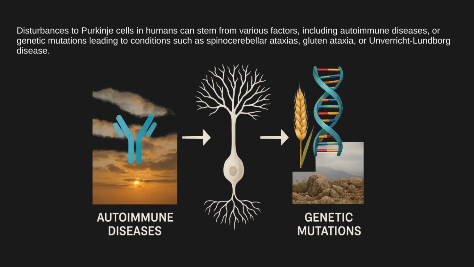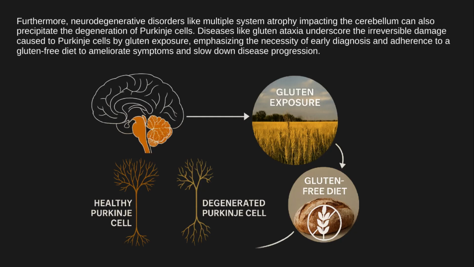Disturbances to Purkinje cells in humans can stem from various factors, including autoimmune diseases or genetic mutations leading to conditions such as spinocerebellar ataxias, gluten ataxia, or Unverricht-Lundborg disease. Furthermore, neurodegenerative disorders like multiple system atrophy impacting the cerebellum can also precipitate the degeneration of Purkinje cells. Diseases like gluten ataxia underscore the irreversible damage caused to Purkinje cells by gluten exposure, emphasizing the necessity of early diagnosis and adherence to a gluten-free diet to ameliorate symptoms and slow down disease progression.